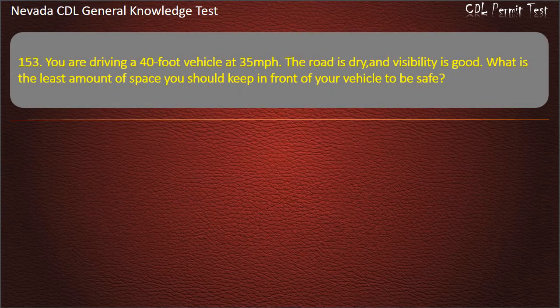Question 153. You are driving a 40-foot vehicle at 35 miles per hour. The road is dry, and visibility is good. What is the least amount of space you should keep in front of your vehicle to be safe? 2 seconds. 6 seconds. 4 seconds. Answer. 4 seconds.